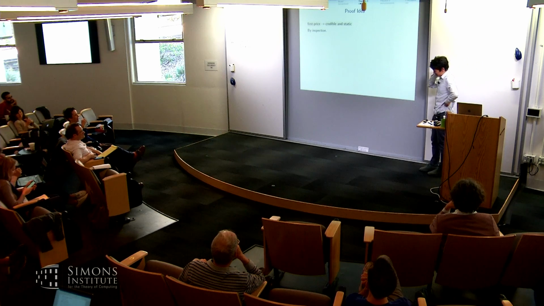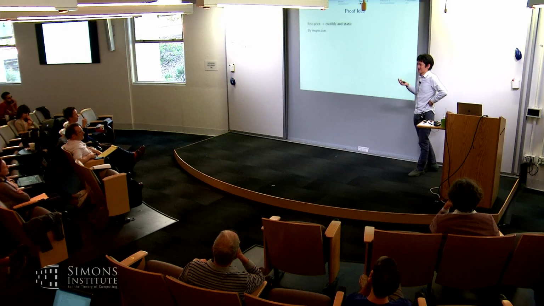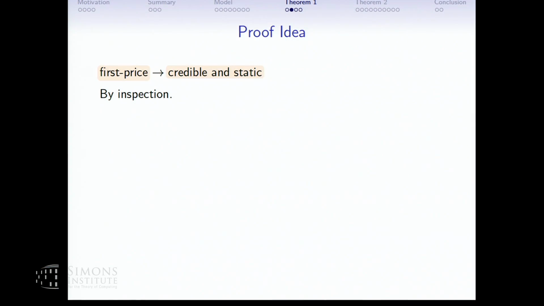So, first price auctions are credible and static. That much is hopefully by inspection, right? Everybody submits their bids. Every safe deviation charges somebody their bid. What's the best thing to do? Charge the highest bid.